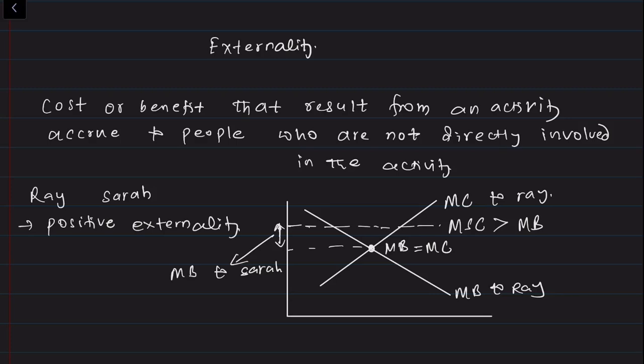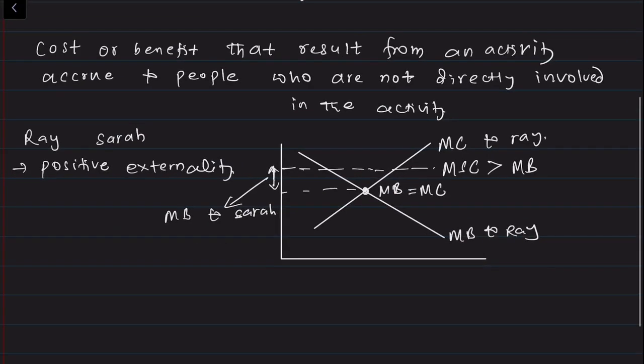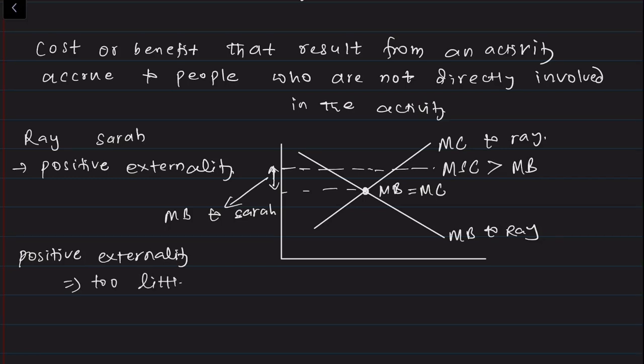So whenever there is positive externality, people tend to do too little of the activity. Like in this case, if Ray does not take Sarah's benefit into account, he will practice too little.